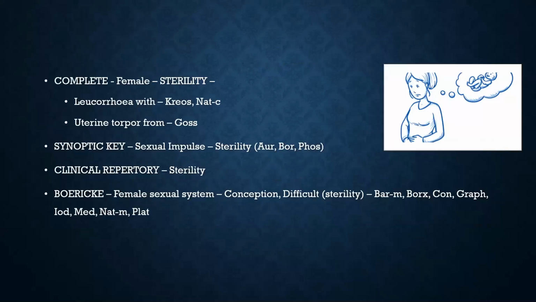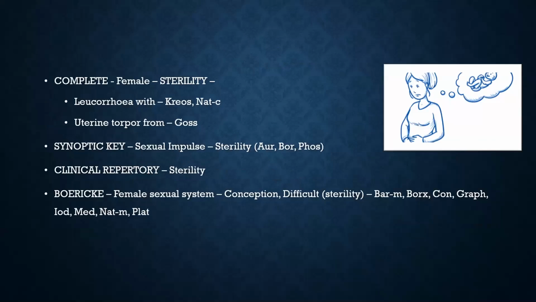Torpor means something which doesn't have a physical activity, inactivity on the physical level. That is uterine torpor. From that, we have Gossypium, one remedy. Then synoptically, if we search, we have sexual impulse. In that, we have sterility as such.